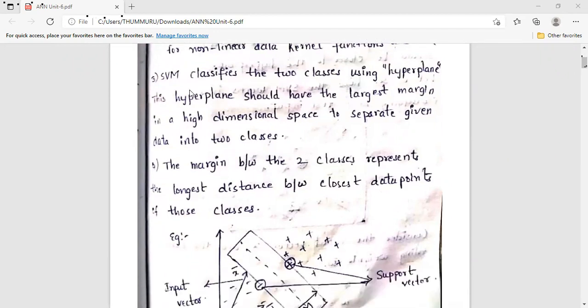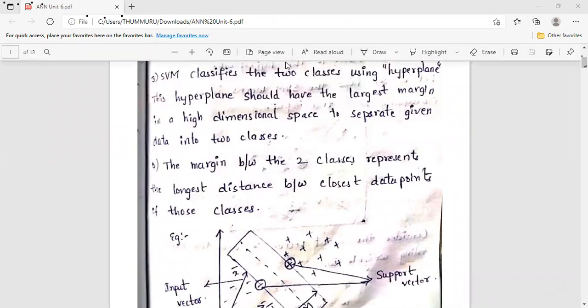And coming to the third point, what is SVM? SVM classifies the two classes using a hyperplane. This hyperplane should have the largest margin in a high dimensional space to separate the given data into two classes. So whatever data we have supplied to this model, that model can separate the data into two classes by drawing the largest margin in between, or the largest hyperplane in between those data points, right?